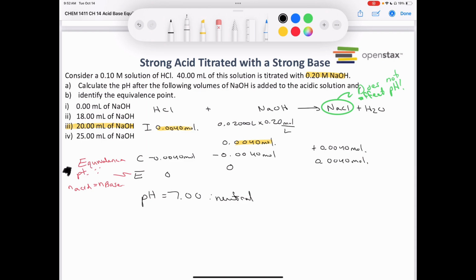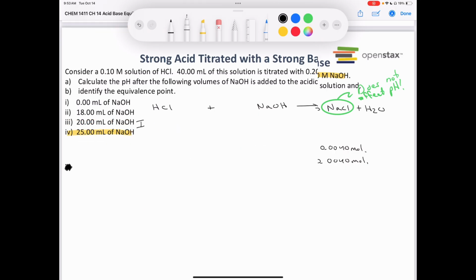Now, what do you think is going to happen in part 4? Well, I think that the pH is going to skyrocket, because since we're adding more than 20 mils of sodium hydroxide, all of the HCl will be neutralized and we'll be left over with just sodium hydroxide.